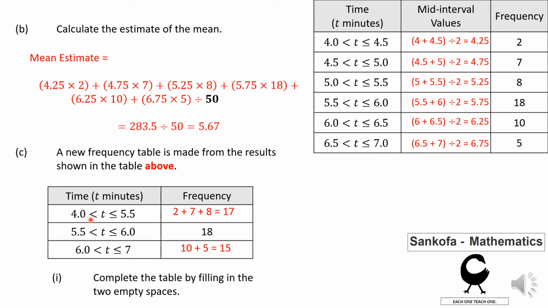They take from 4 to 5.5, and not like from 4 to 4.5. But it should be clear for you that between 4 and 5.5 minutes, it is about 17. That is adding the frequency that you get. And between 6 and 7 minutes, it's 10 plus 5, it's 15.